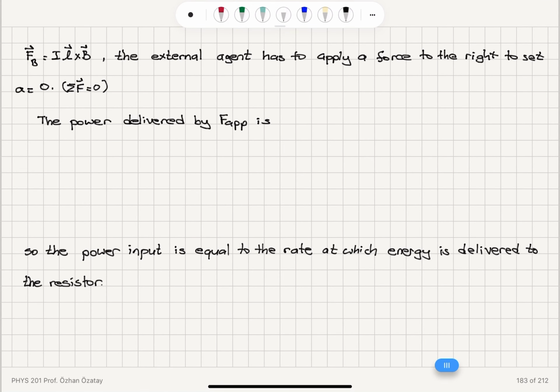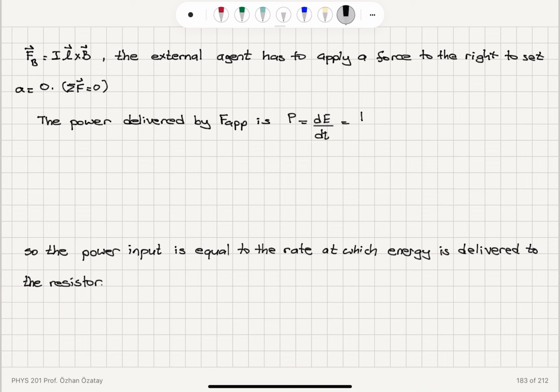Therefore, we need to apply a force in order to balance this magnetic force, to get zero acceleration, so that the net force is equal to zero. That's Newton's first law. So the power delivered by the applied force will be equal to dE/dt, the rate of change of energy.